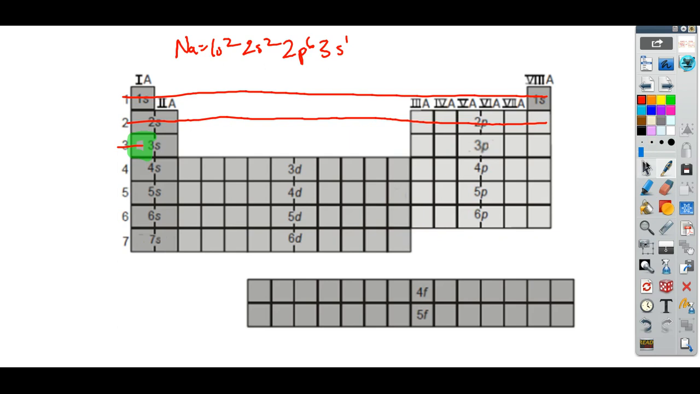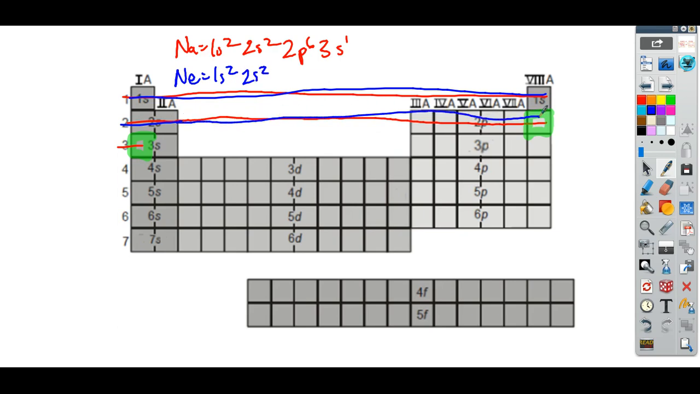But let's talk about shortening it. Let's find the noble gas that directly precedes sodium. It's neon. And neon has the configuration 1s2, 2s2, 2p6. Wow. Lots of similarities between sodium and neon. And so, to shorten sodium's configuration, we can just put neon in brackets and pick up afterwards 3s1. Whew, what a time saver, right?